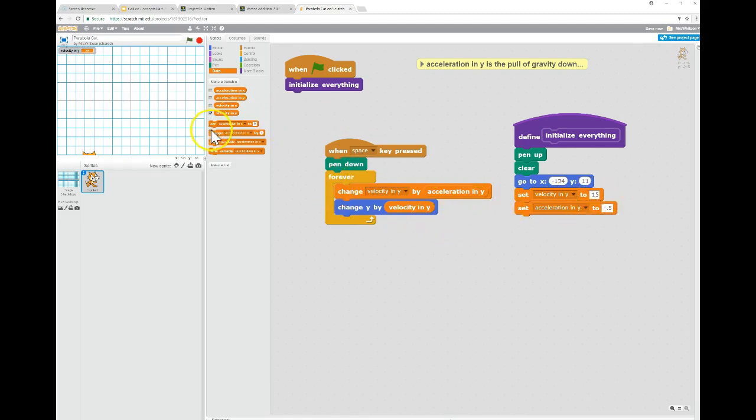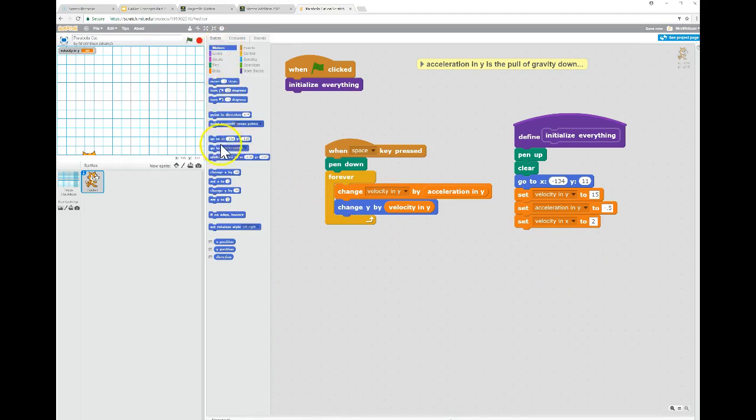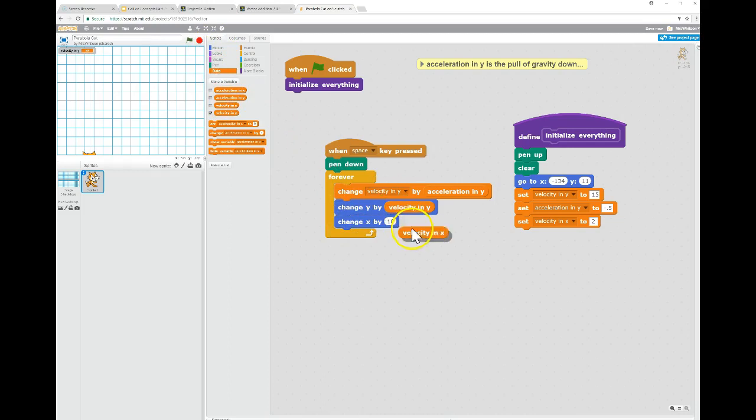We'll just randomly set the velocity in x to, we'll say it's 2. For every 15 up, he's going over 2. And we'll need to change x by velocity in x. Reset them. See what we get. All right, we get a beautiful parabola. Now we can make that parabola wider.